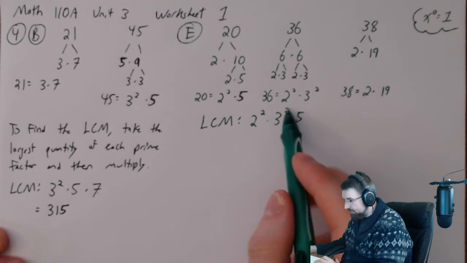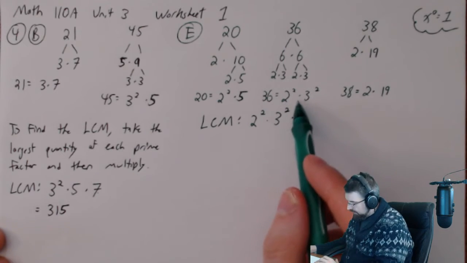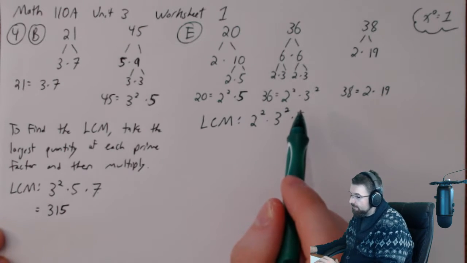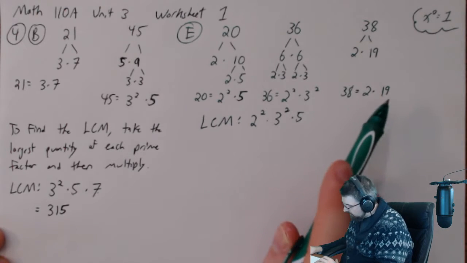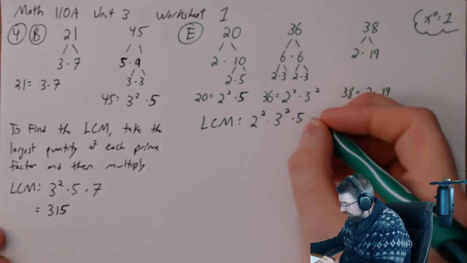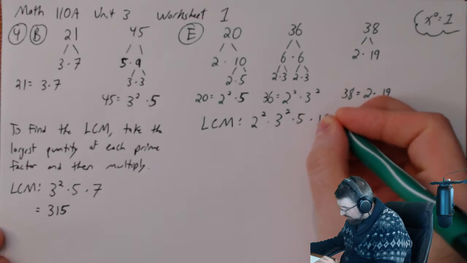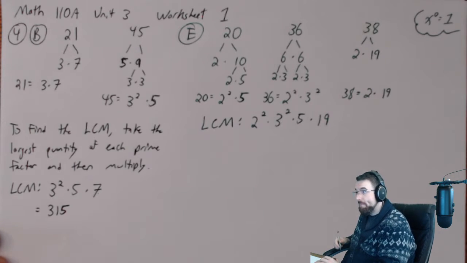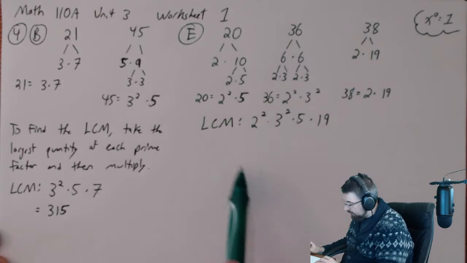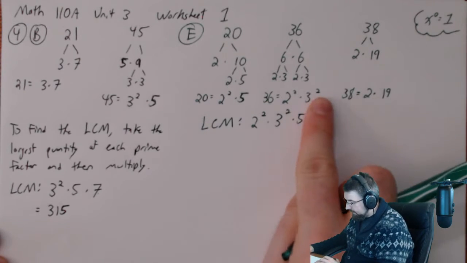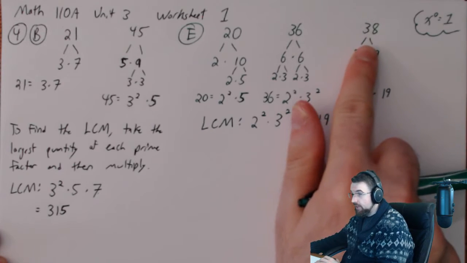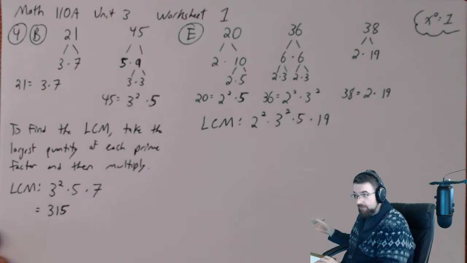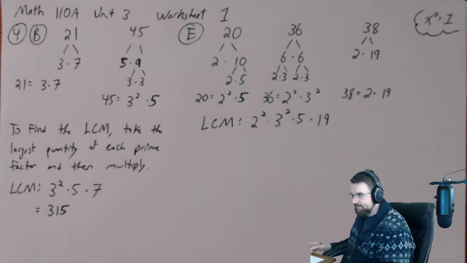Right? There's no 7's. There's no 11's. There's no 13's. There's no 17's. But there is a 19. Right? So we do have to put in our times 19 over here as well. Right? So if we were just finding the LCM, for example, of 20 and 36, we wouldn't need this 19. But because 38 is in the mix, messing everything up, right?